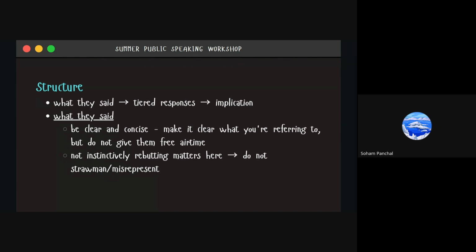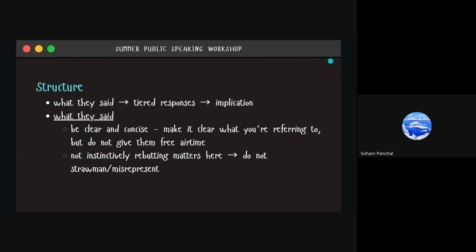First of all, it is a three-way process. First you think about what they have said specifically, then what your tiered responses are, like which response has to be first, which response has to be second, and what is the implication, or the impact, of the rebuttal you're trying to make. First, you have to be clear and concise about what you are replying to.